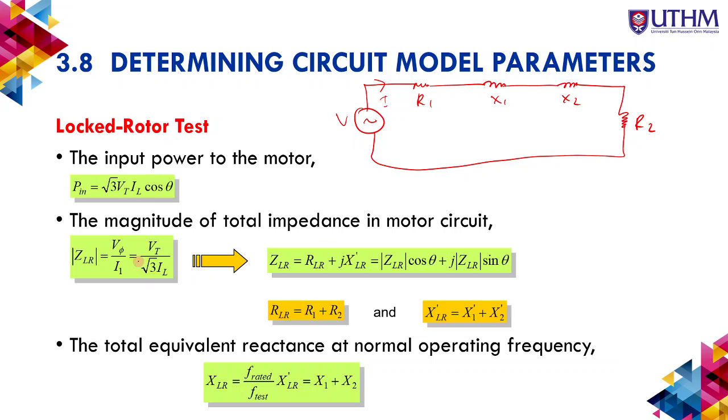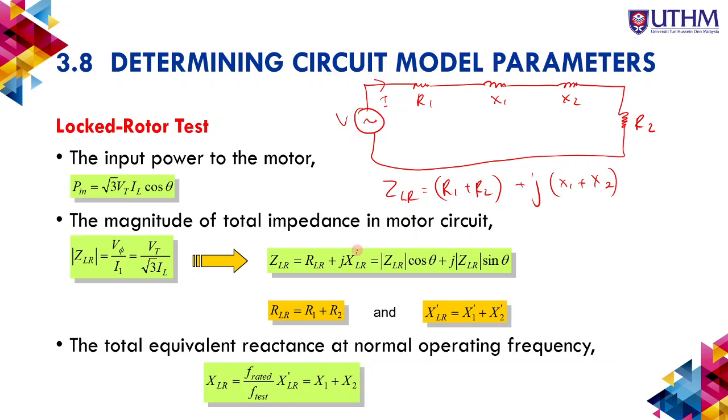Then we measure the magnitude of the total impedance, which is equal to V phase divided by I line. We convert the V line to the V phase, and it becomes this equation. So the total impedance Z locked rotor will be equivalent to R1 plus R2, plus J component of X1 plus X2.